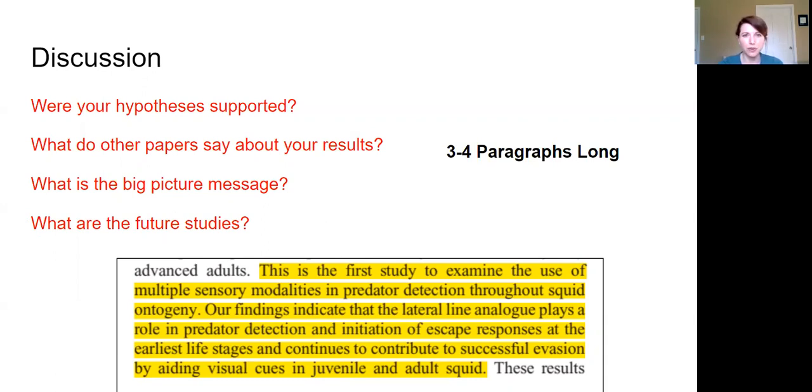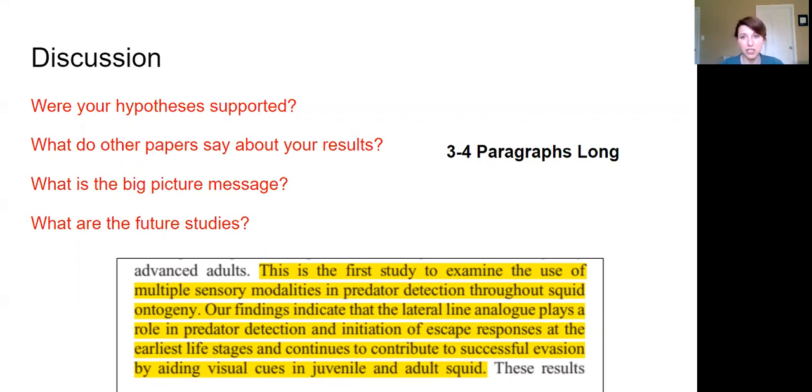So why did you even run this experiment? What does it matter? What do your results mean? And usually when you do science, you end up asking a whole lot more questions than you actually were able to answer. So what kind of future studies would you do if you got to do a part 2 to this experiment? What would that look like?